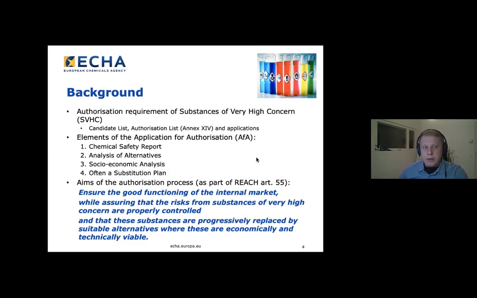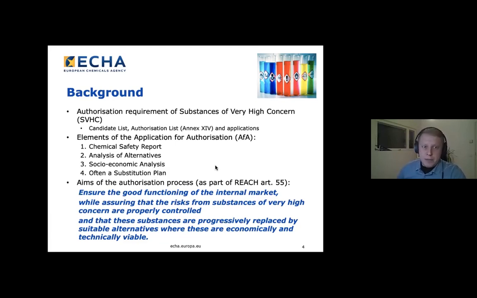And there are key elements of the application for authorization. So there's a chemical safety report, which contains more details on the substances and the compounds, the company's operations, the usage. And it's a long and quite detailed document. The second document is the analysis of alternatives. So if these are readily available, we see companies providing a wide array of steps they have taken to identify these alternatives and how they are hoping to switch to them. If they haven't got them yet, they will perhaps provide some details on how they aim to get to that point where they have some alternatives available.